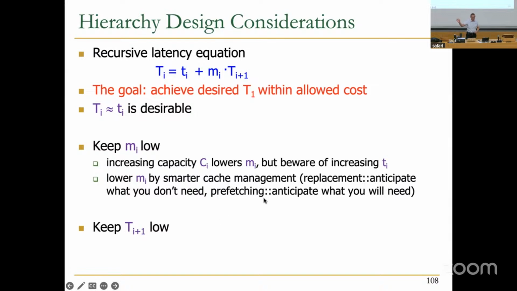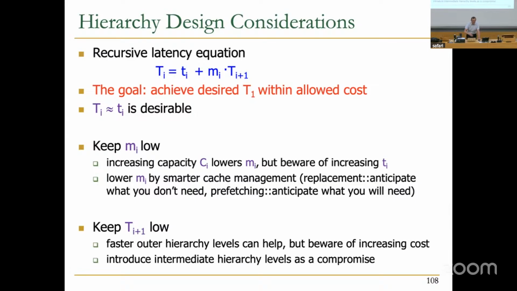We're going to talk about those later after we build the cache tomorrow. Or you can keep the perceived access latency of the next level low. This enables faster outer hierarchy levels, but again, cost may increase over here. Or you can introduce intermediate hierarchy levels as a compromise.